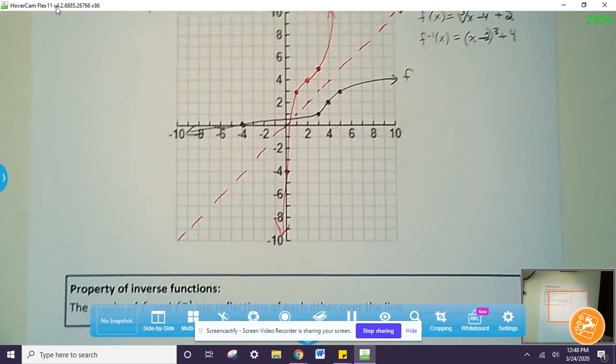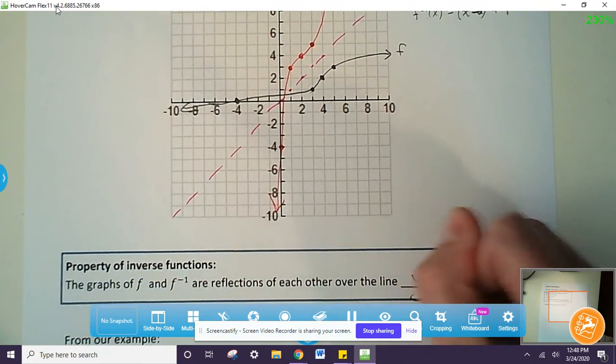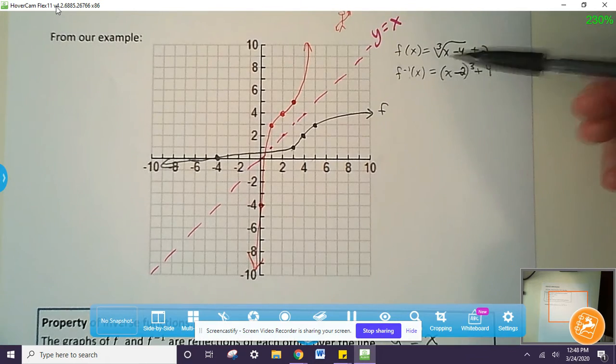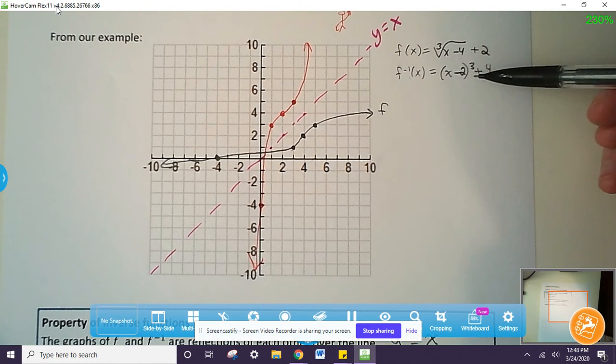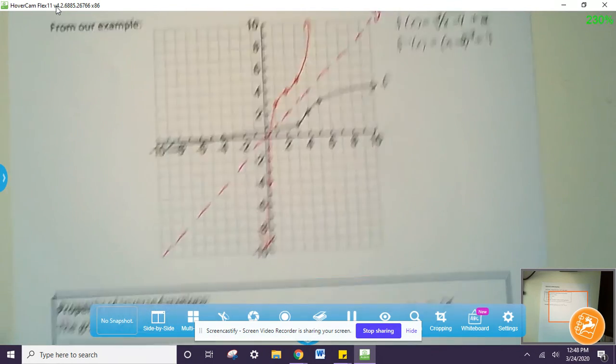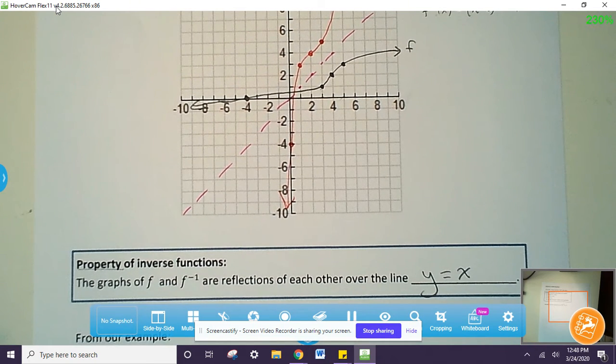So from our example, we can see that if we have inverses, they're going to be reflections of each other over the line y equals x. That's going to happen every single time you have inverse functions, not just for this pair. Anytime you have inverse functions, they will be reflections of each other over the line y equals x. Okay, so that's a property of inverse functions we should be aware of. The next property of inverse functions for us to be aware of is what happens with the ordered pairs.